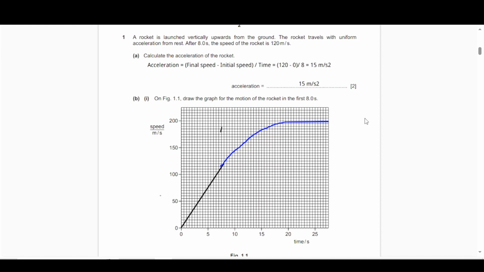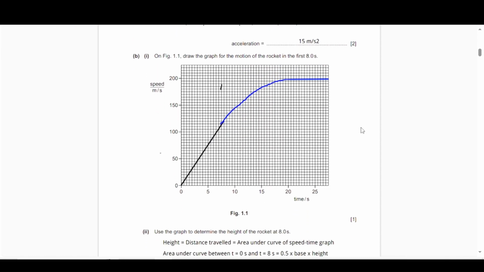So the acceleration is a change in speed over the time. So I've got final speed minus the initial speed, divided by time. So we said it starts at rest. So we have this information. And then it reaches a speed of 120. So final speed is 120, initial speed 0. And it does this over a time of 8 seconds. So it's got an acceleration of 15 meters per second squared.